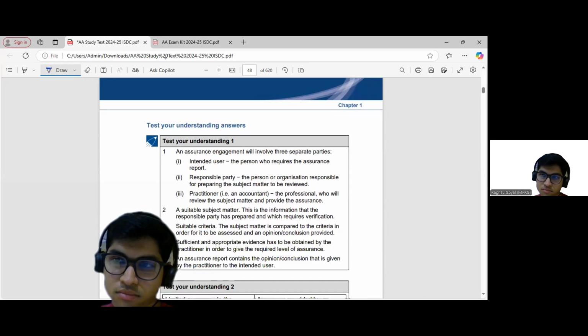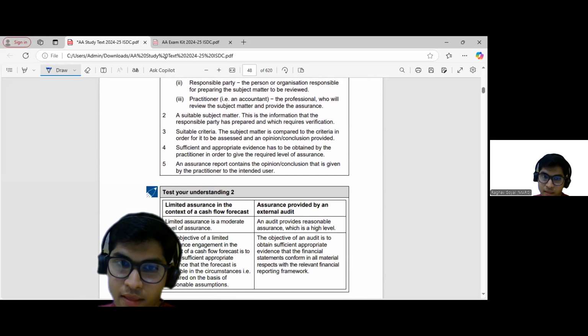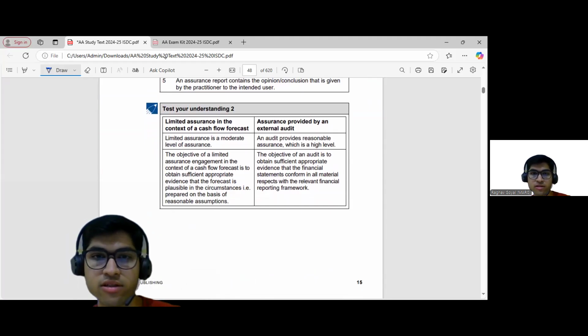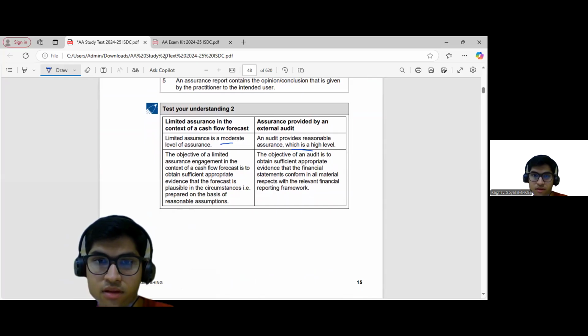So let's look at the answer here: limited assurance and how it is different from an external audit. Low level of assurance, high level, it is plausible.